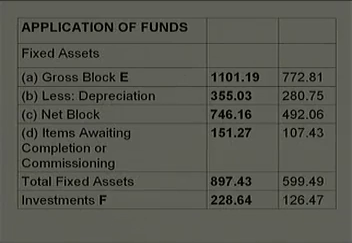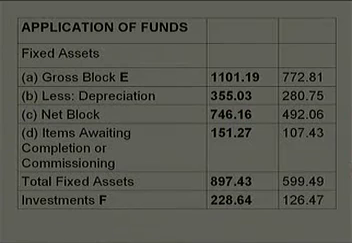Now comes application of funds. Fine, the previous slides told you about how much is the source of fund, rather what is the total amount of fund that the company has generated. Now, in further slides you will see how the company has used that fund. That means where the company has applied those funds.